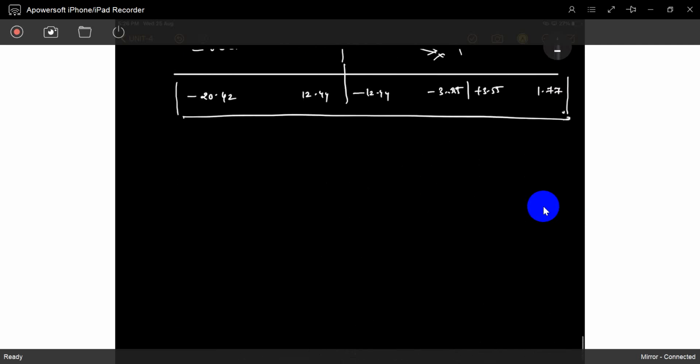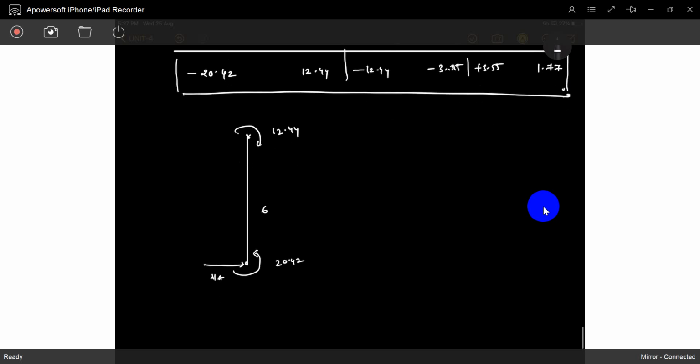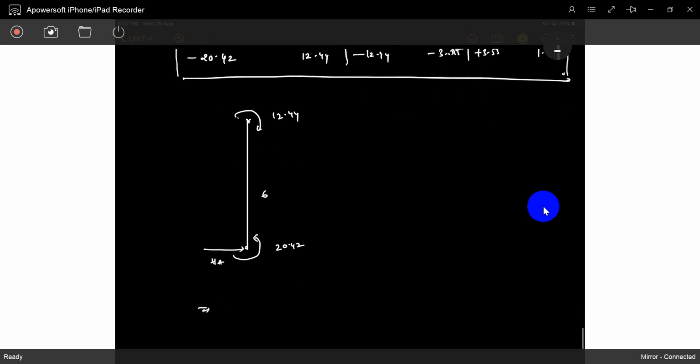So see, I will show you. It is a B. So negative 20.42 is a positive 12.44. You can write down is HA. Its length is 6 meters. Length is 6 meters. So now you can calculate HA into 6 plus 20.42 minus 12.44.